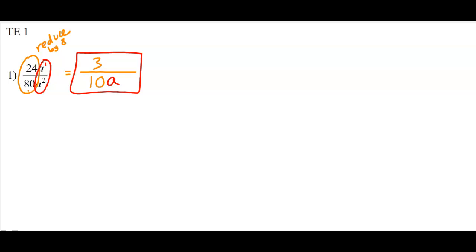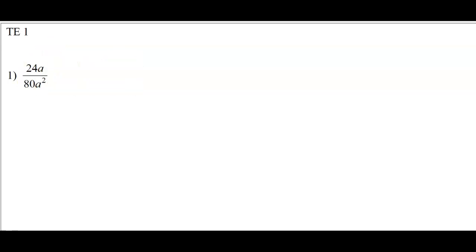All right? So reduce the coefficients like normal. And then for the variables, you subtract the exponents and put the final result in the numerator or the denominator, depending on where the biggest power was to begin with. All right, so let's go ahead and take a look at another one here.